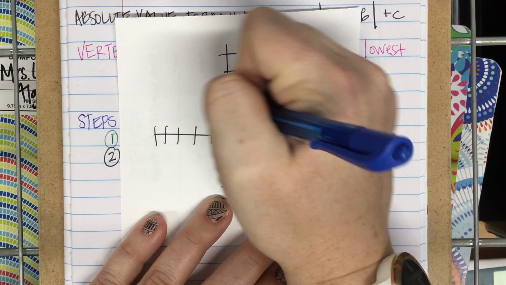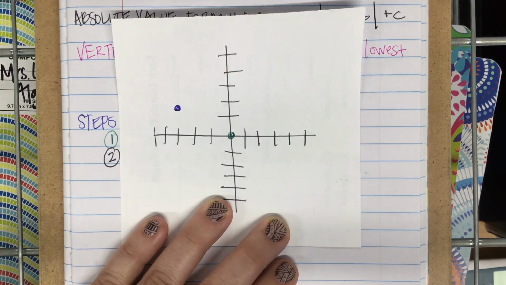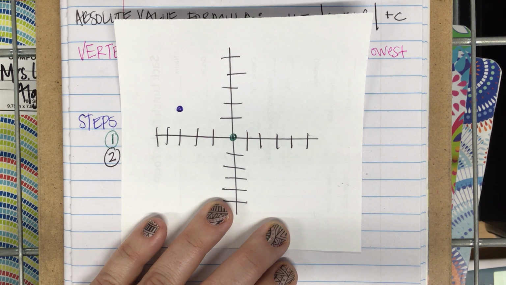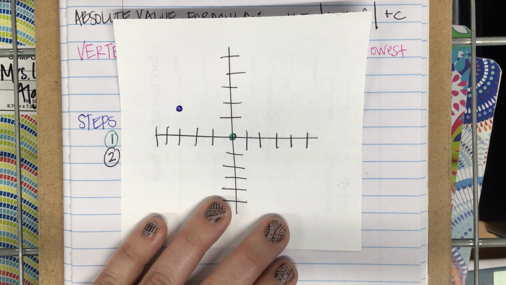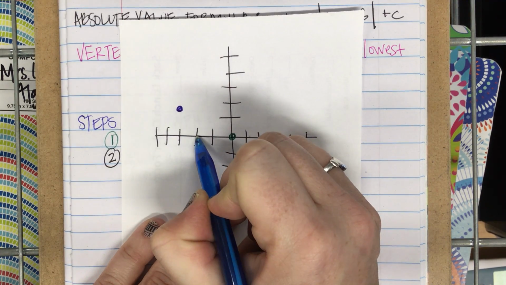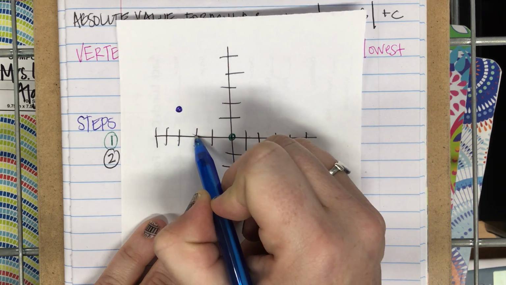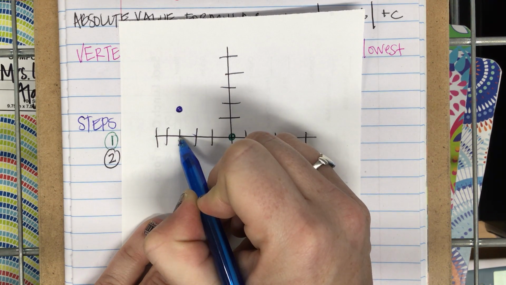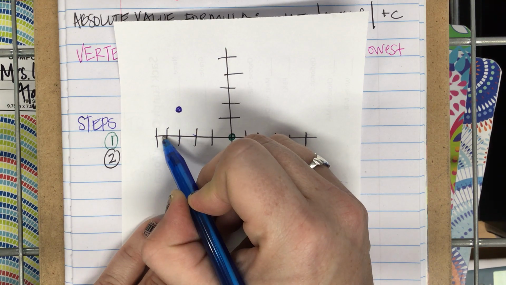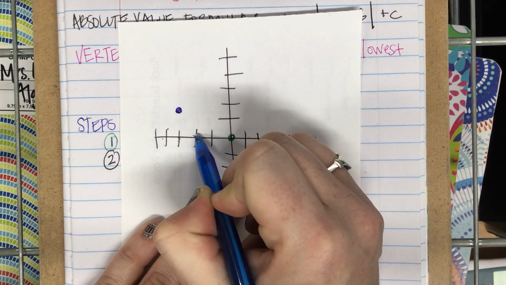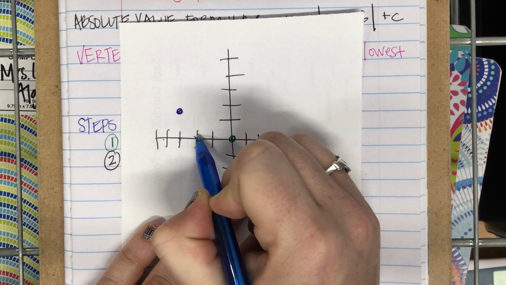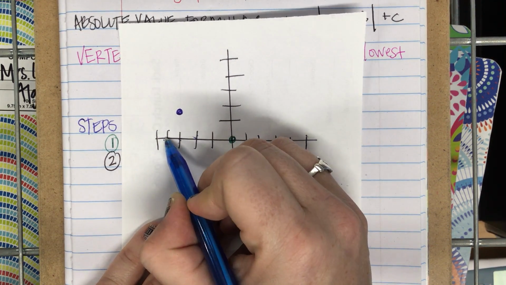What if my vertex was right here? What is an x value that is one space away? Phoebe? -2 or -4. I could do -2 as my x value because that's 1 space away. Or I could do -4. It's your choice. I would probably pick -2 because dealing with 2 sometimes is easier than dealing with 4.